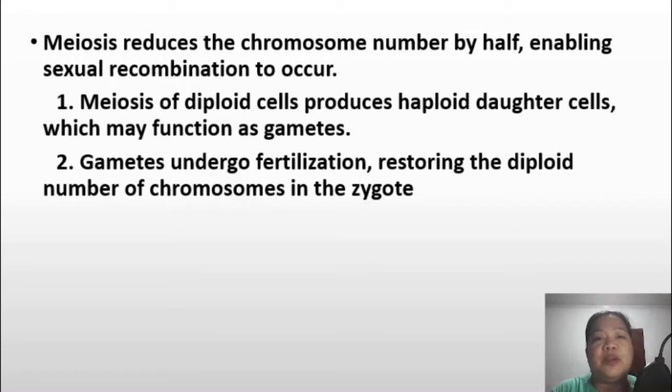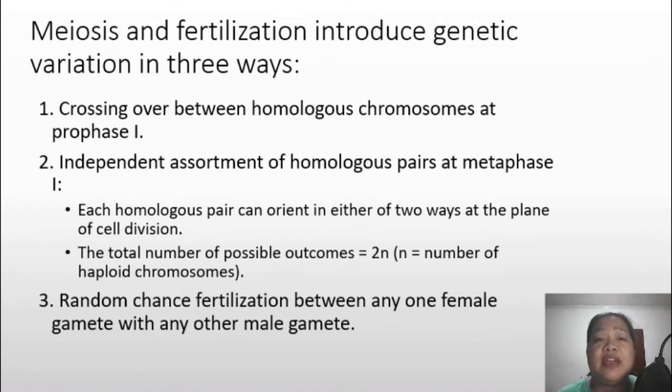So meiosis of diploid cells produces haploid daughter cells, which may function as gametes. So gametes undergo fertilization, restoring the diploid number of chromosomes in the zygote stage. So when the egg meets the sperm, that's the time they become diploid again. So the ova always carries a haploid chromosome, while the sperm also carries a haploid chromosome. So meiosis and fertilization introduce genetic variation in three ways. So this is the time that we became different from each other, even though we belong to the same species.